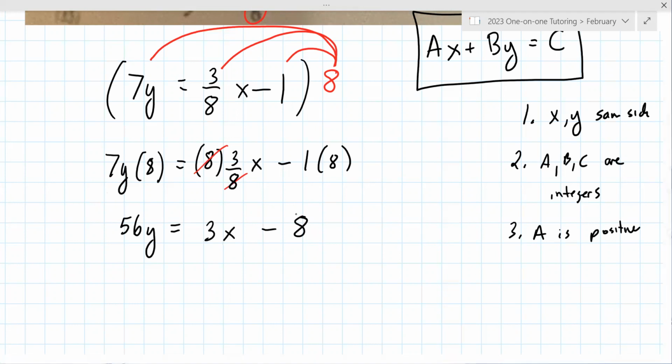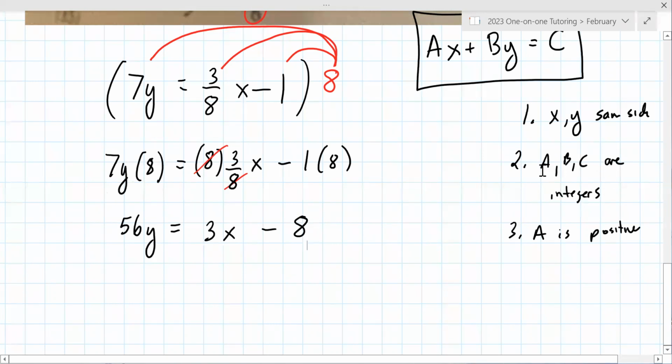Is that the standard form? No, that satisfies number 2. So we need to get x and y on the same side. We're going to subtract 3x from both sides. Typically you go left. So this becomes minus 3x plus 56y equals minus 8.